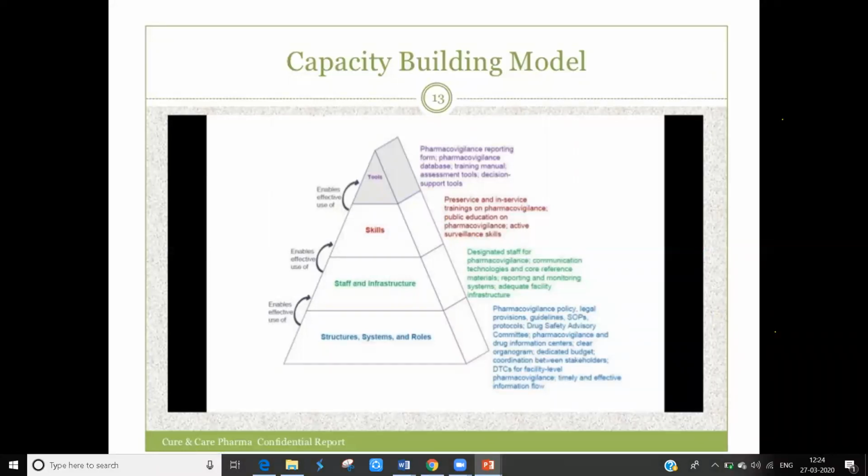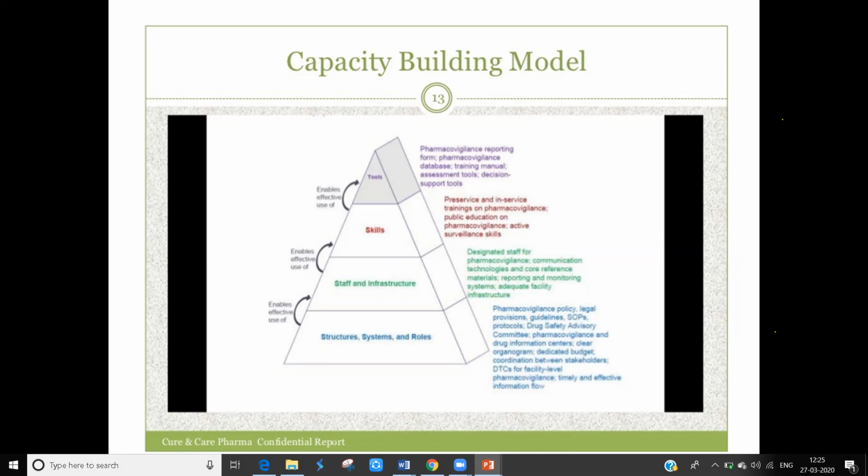And for any kind of system, a capacity building model was developed earlier. You can see that the structure is a pyramid, where the structure, systems and roles are at the bottom and the tools at the top, and in between you can find the skills, staff and infrastructure. For any system to work, the structure, systems and roles enable effective use by the staff and infrastructure.